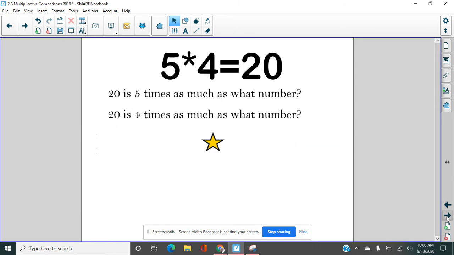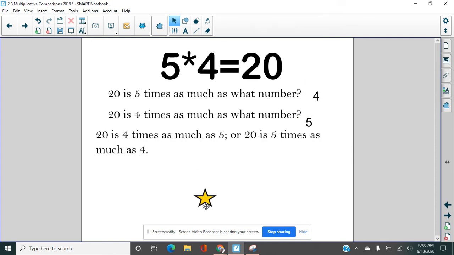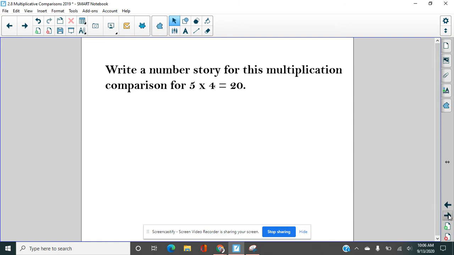All right. Here's another way we can write things, right? So 5 times 4 equals 20. So 20 is 5 times as much as what number? Well, 4, right? 20 is 4 times as much as what number? 5, right? Because you could say either one of those. 20 is 4 times as much as 5, right? That's the same as saying 5 times 4 equals 20. So we're just writing some of these multiplication ideas in comparison sentences.